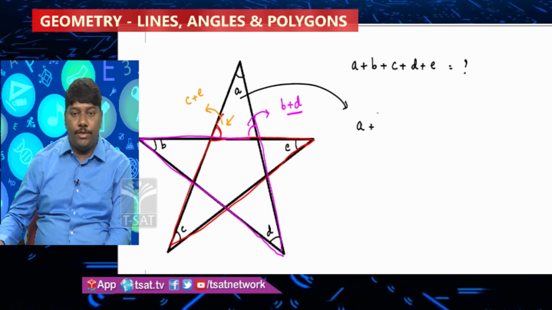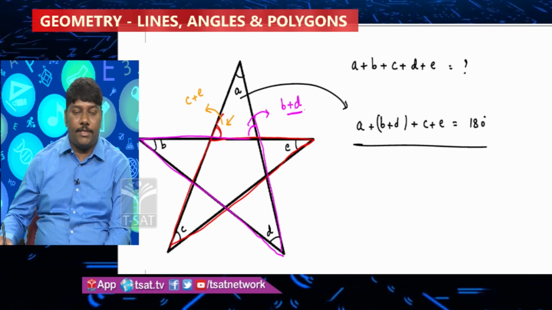A plus this 2 is B plus D, the other 2 is C plus E. Sum of 3 angles in a triangle is 180. So, now by looking at it, you can say this 5 angles sum is 180.